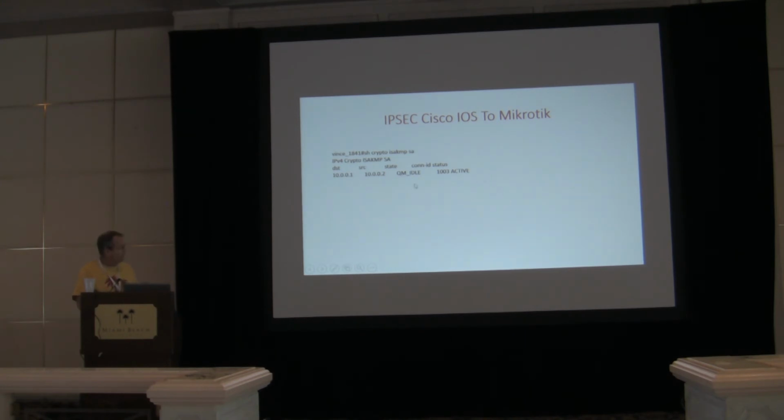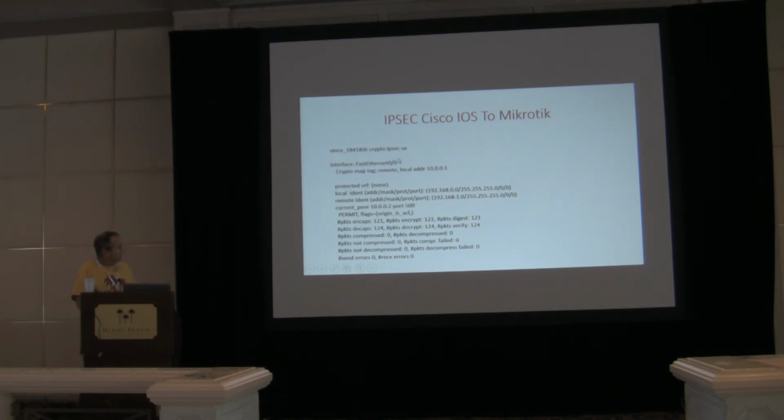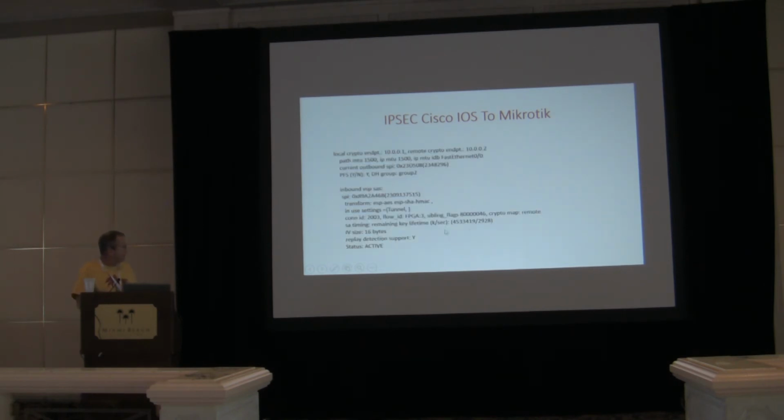And this is your phase 1. To check phase 2, you have to do the show crypto IPsec SA on your Cisco. It spits out about 10 pages worth of stuff, but you can pretty much tell if that tunnel's up or not. That's the easiest way to tell if it's working on the Cisco side. Status active tells you all the specifics about it.